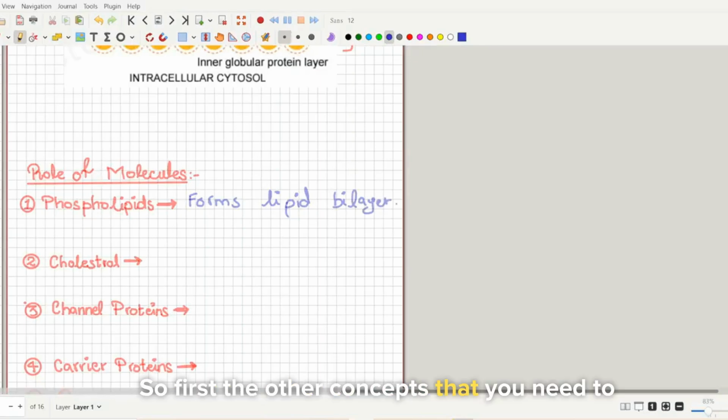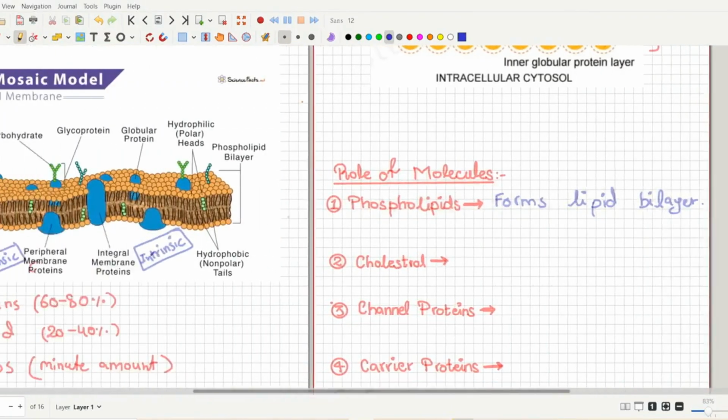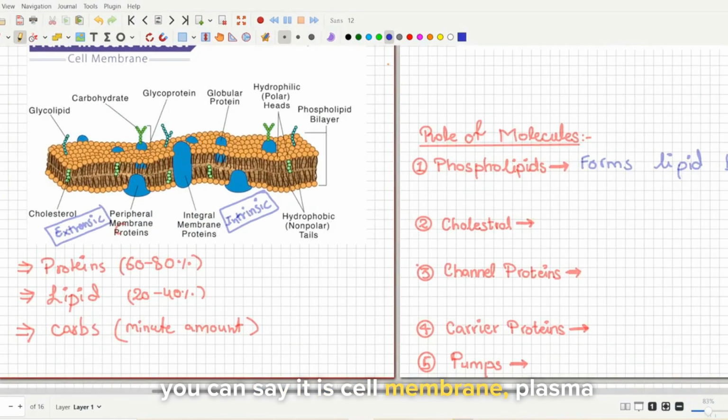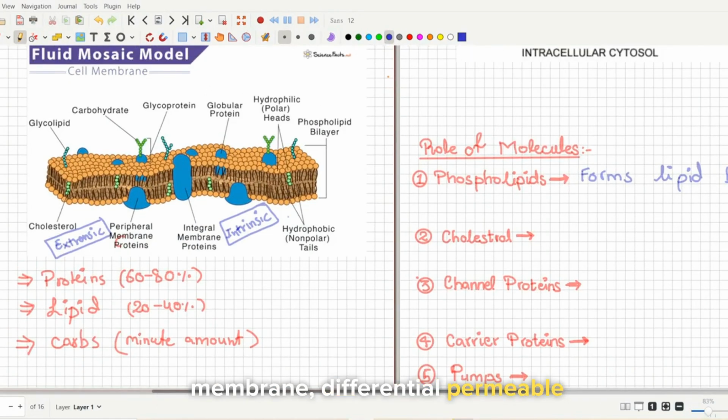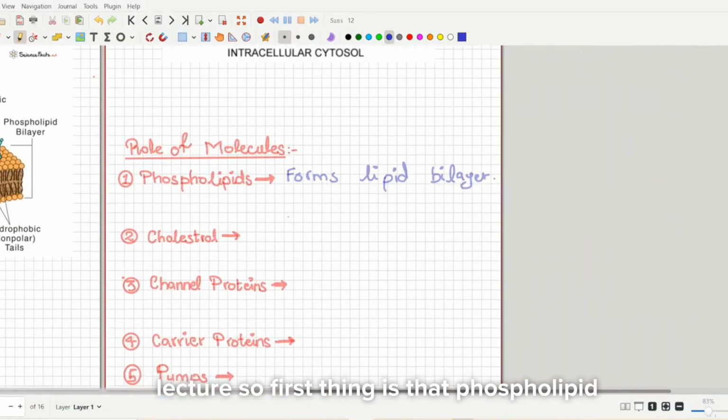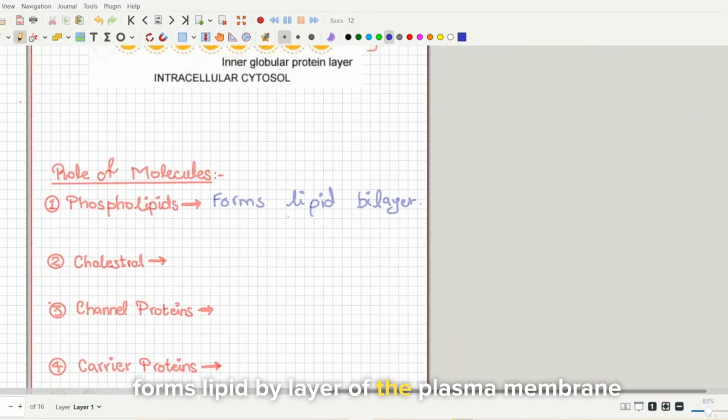The other concept you need to know about the cell membrane is that you can call it the cell membrane, plasma membrane, or differentially permeable membrane. There are so many names. I will be using different names for the cell membrane, so don't be confused or think it is weird, because the cell membrane has 9 to 10 names. I will use these different names so that you memorize them during the lecture: cell membrane, plasma membrane, phospholipid bilayer. The first thing is that phospholipid forms the lipid bilayer of the plasma membrane.